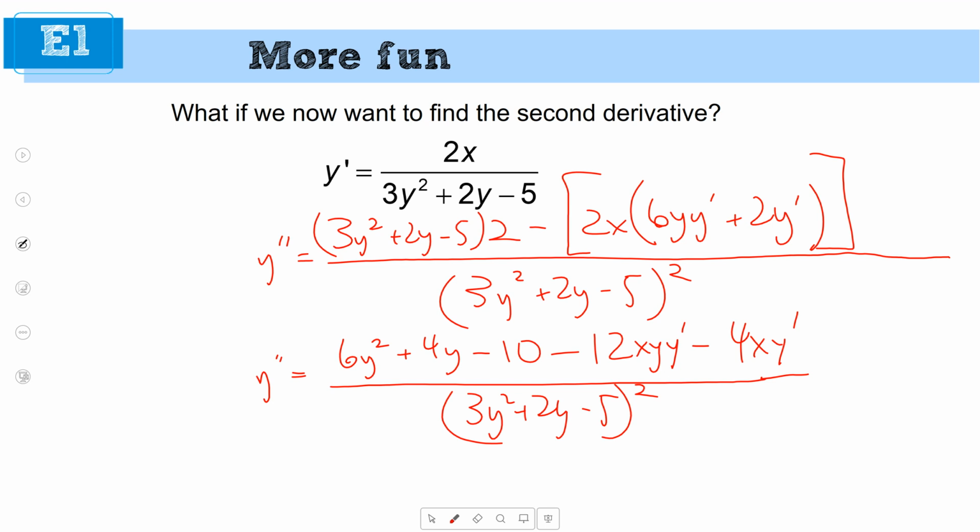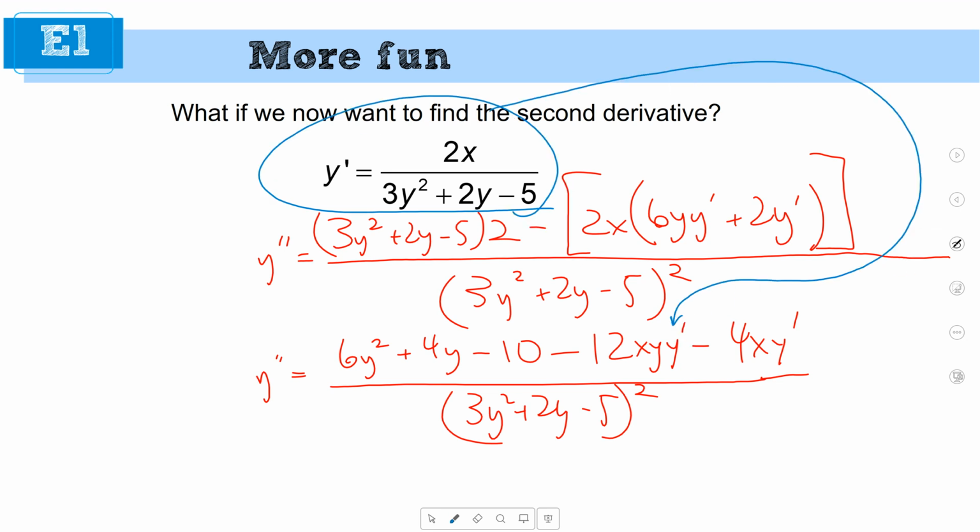Oh, but wait a second. Hold on. Don't we know what y prime is? Oh yeah. Wait, no. y prime is just that fraction above. I'm skipping day 31. Can't we just sub in? Yeah. No, it should be. That would be nice.